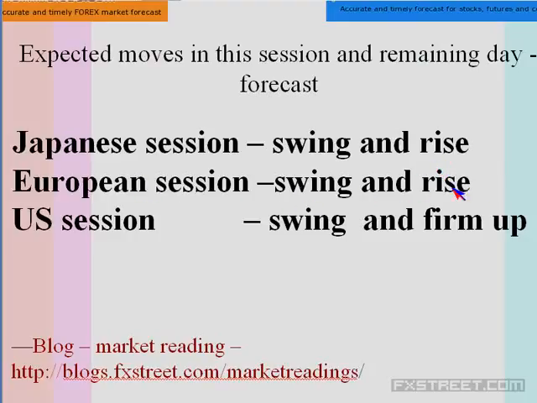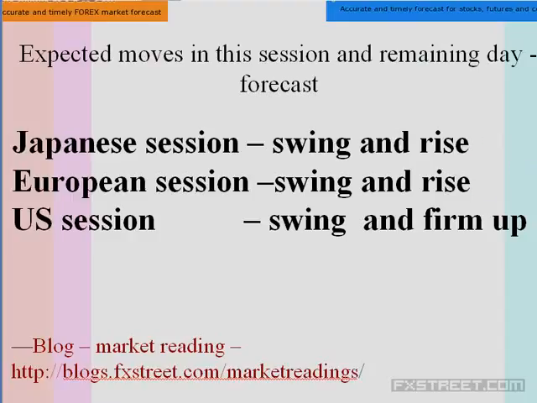Then European session, swing and rise moves are expected. So a little bit of a swing, a dip might be seen in one or two currency pairs during start of the European session in order to just create the market sentiment that the market is going to drop. But Euro and GBP are expected to gain the levels quite well during the European session when the volume picks up. In US session, you will come across more of swings till the mid session. Then afterwards, a firming up move is expected. So they will try to firm up nominally and gain some more levels.